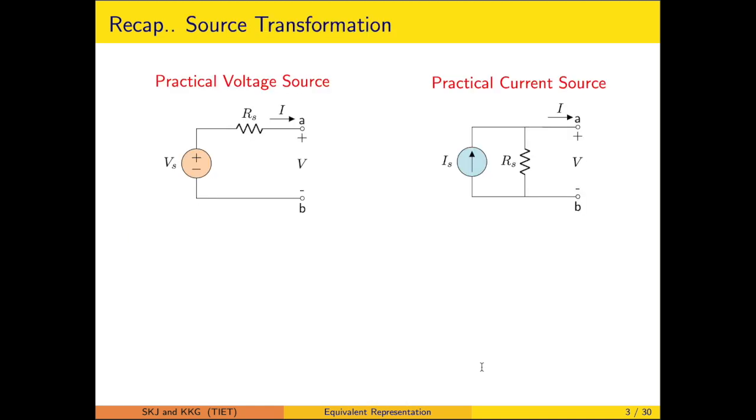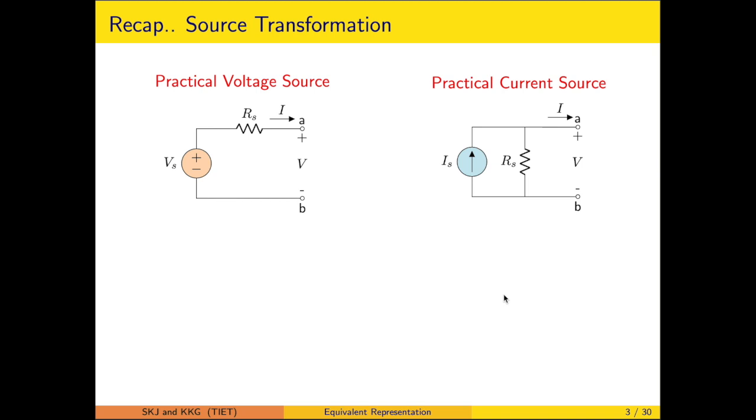We have also gone through the source transformation, where the practical voltage source is translated into the practical current source, or either way the practical current source can be translated into the practical voltage source. So these are the two equivalents, where the practical voltage source is represented by a voltage source and a series resistance, and the practical current source is represented as a current source with a parallel resistance.